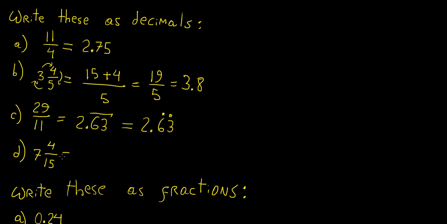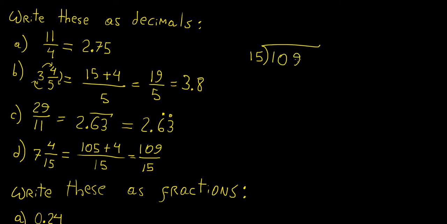Now let's do the next one. So once again, we're gonna have to convert this to a fraction. So let's just do this one. That's gonna be 105 plus 4 over 15. That's 109 over 15. So let's do this here. In this case, we actually notice that we can't really grab just 2 digits because 15 does not fit into 10. So we're gonna have to grab all 3.